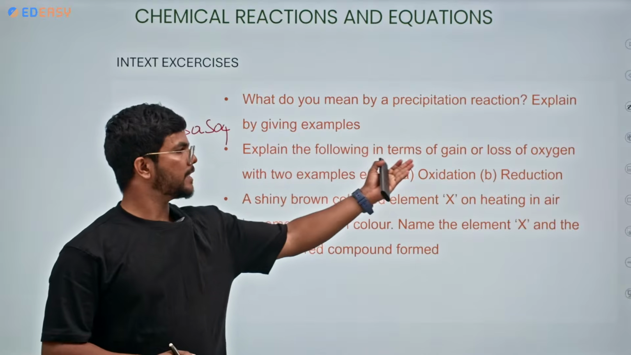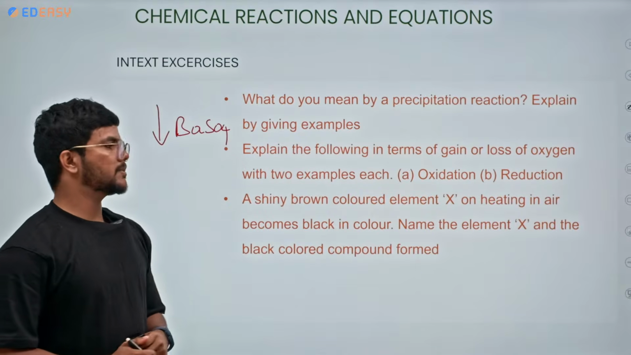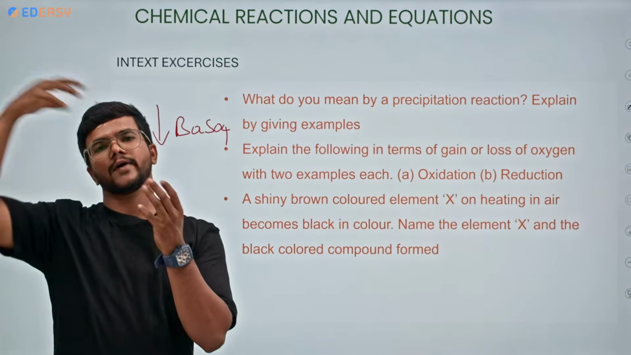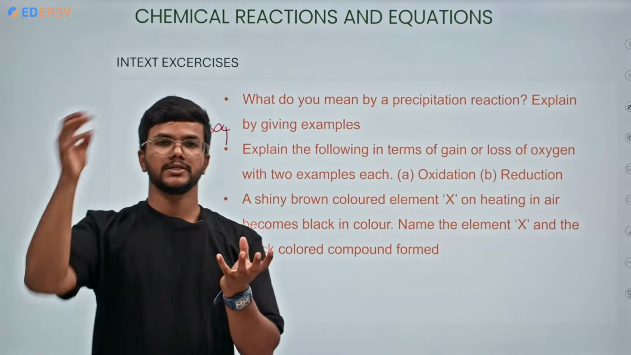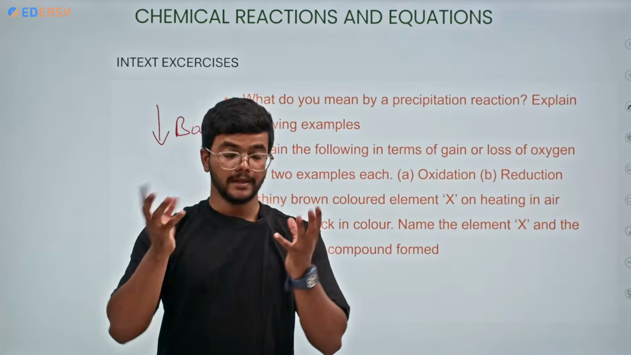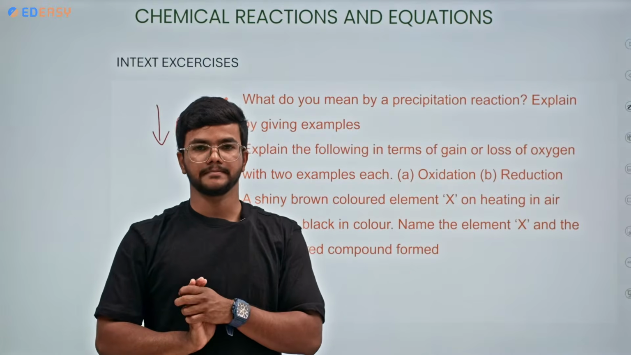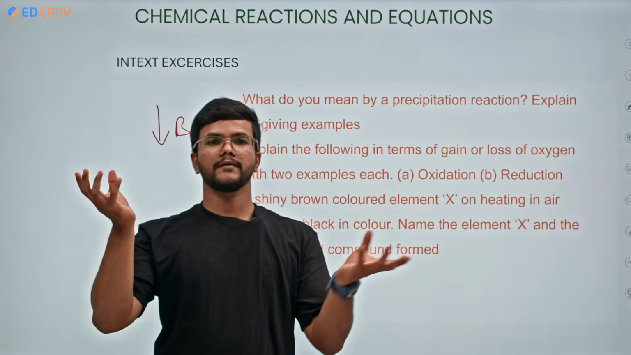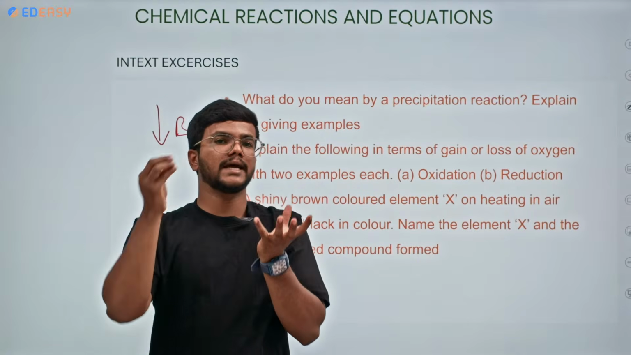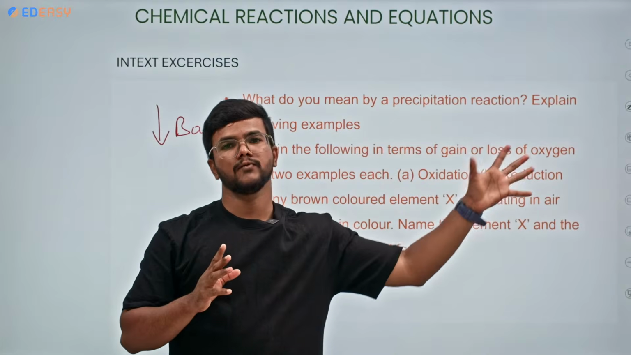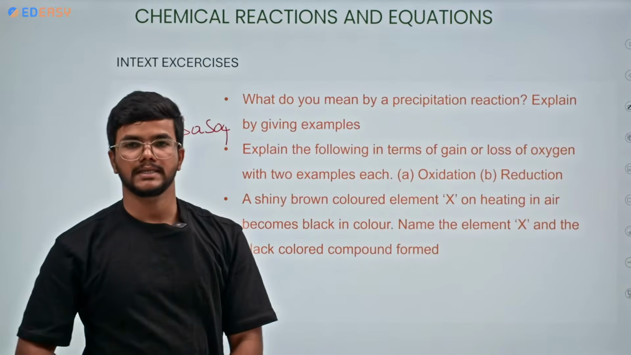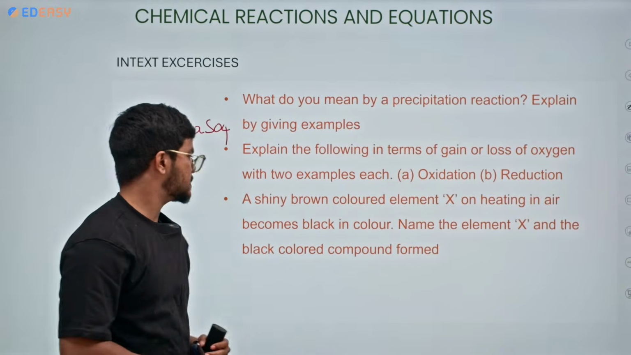Explain in terms of gain or loss of oxygen, with two examples, oxidation and reduction. Addition of oxygen is called oxidation. Removal of oxygen is called reduction. One example is copper, which when heated in the presence of oxygen gives copper oxide. When copper oxide is treated with hydrogen gas, it gives copper plus water. That is nothing but reduction. So you can write that example for oxidation and reduction.